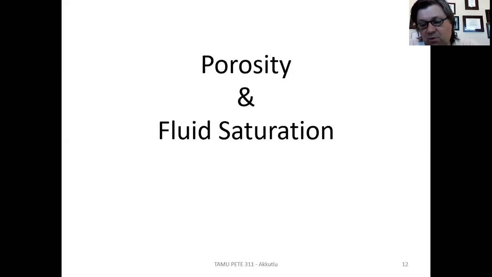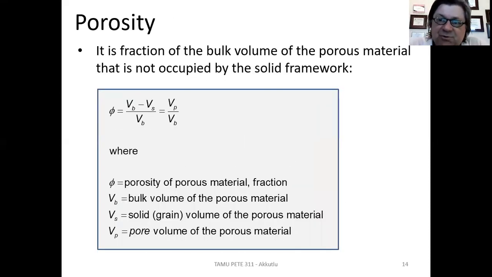First, let's focus on the porosity and the pore structures of formations that we produce oil and gas from. Basically, porosity is, by definition, a fraction. It's a ratio of two volumes. That's the pore volume of the rock divided by its bulk volume.